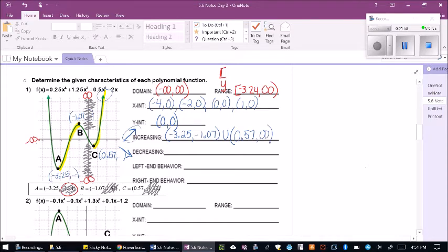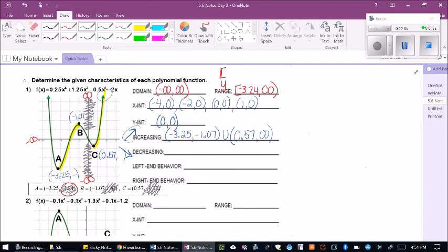So decreasing is where it's going downhill, where it's falling from left to right. And so let's highlight that. We're going to see that where it's falling from left to right, you're going down the roller coaster, would be from negative infinity to this A, and then from B to C. And I do think it's helpful for you to use highlighters to highlight the increasing and decreasing pieces. I know that we did this in class. I think it's just easier for you to see what you're working with.